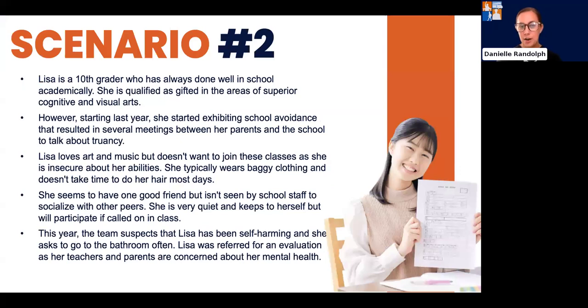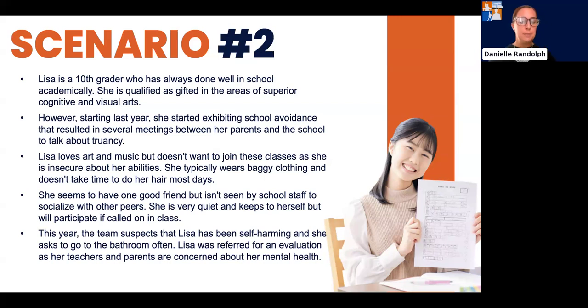Lisa is a 10th grader and she's always done well in school academically. She's qualified as gifted in the areas of superior cognitive and visual arts. Starting last year, she started exhibiting school avoidance, and that resulted in many meetings between her parents and school to talk about truancy. Lisa loves art and music, but doesn't want to join those classes as she is insecure about her abilities. She typically wears baggy clothing and doesn't take time to do her hair most days. She seems to have one good friend, but isn't seen by school staff to socialize with other peers.